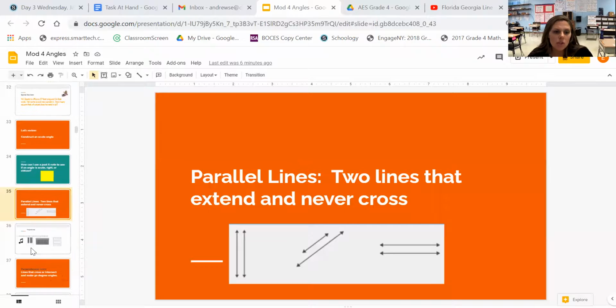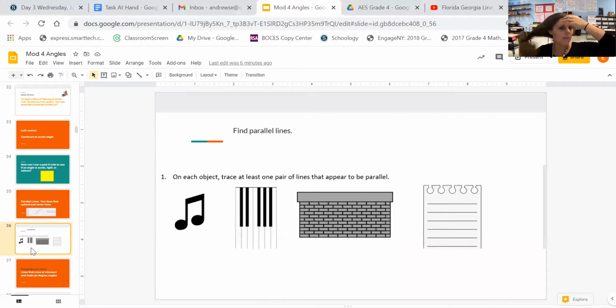Okay, now that you have your parallel lines done and you showed the definition and a few examples, let me show you my screen real quick. We are going to try to identify, and you can use your post-it note if that helps, parallel lines in these everyday objects. So for example, I'm going to show you on this music note. I'm looking for 2 lines that extend in both directions, and they're never going to touch.